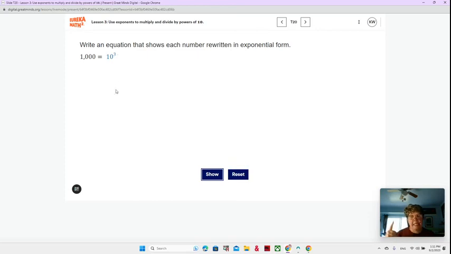How do we know that it's 10 to the 3rd power? Well, 10 times 10 is 100. 100 times 10 is 1,000. And we also see 3 zeros. That means it's going to be a power of 3. Okay? 10 to the 3rd power. Make sure you're writing 100,000 equals, and then the exponential form. That's right, 10 to the 5th power.